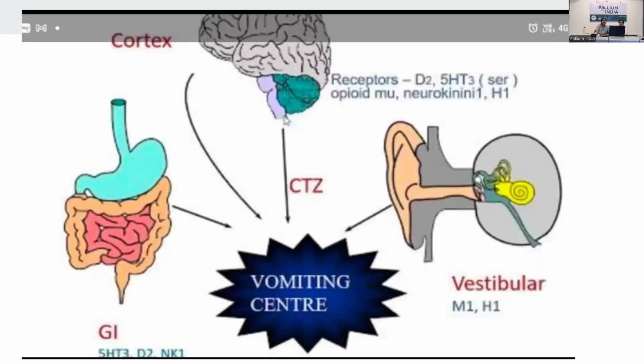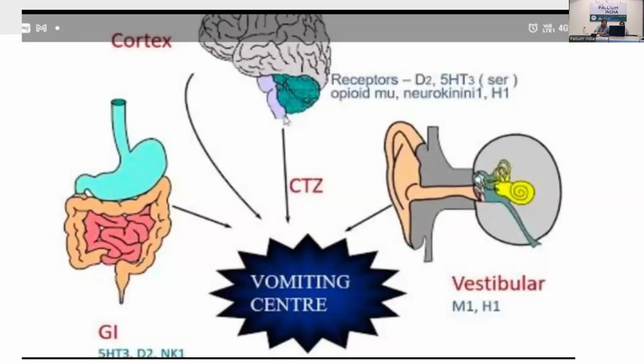So, this is the vomiting center. As I told you, the vomiting center itself cannot cause vomiting. It needs some stimuli. I have shown four different stimuli. One is from the GIT. Next is from the cortex of the brain. Next is the chemoreceptor trigger zone, CTZ, which is also very important, and the vestibular system. From all these, stimuli are sent to the vomiting center and the patient gets vomiting.